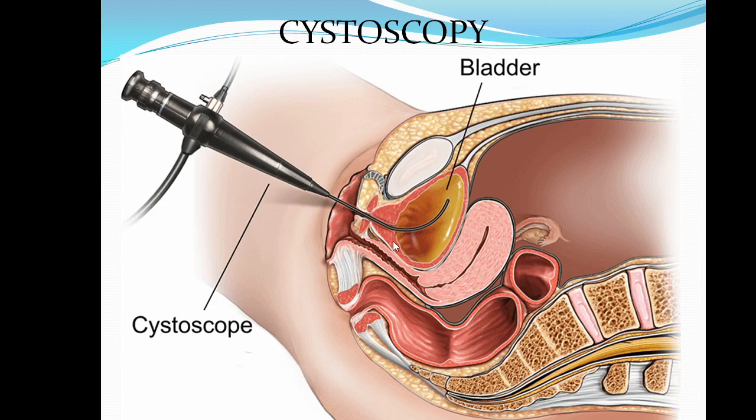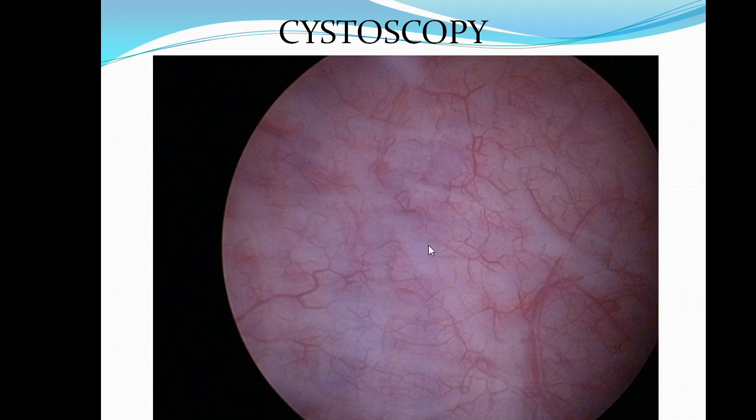Cystoscopy is a procedure by which we can examine the interior of the urinary bladder. A cystoscope is passed through the urethra and we can see the interior of the urinary bladder and find any disease. This is the image of the mucosa of the urinary bladder seen on cystoscopy. You can see this folded mucosa.